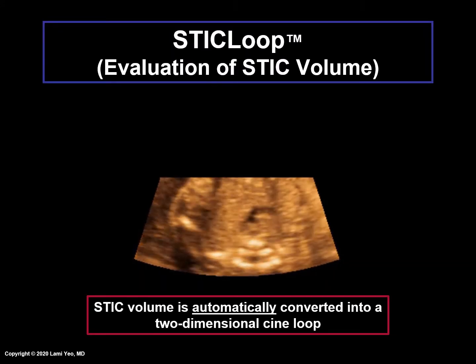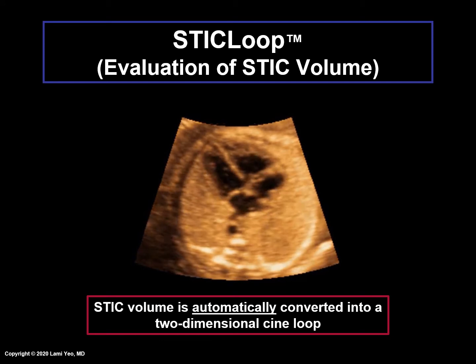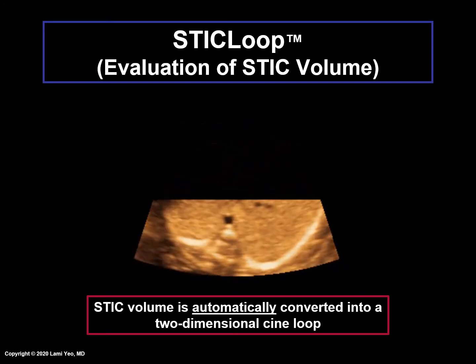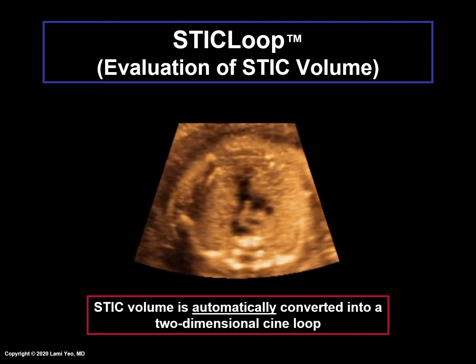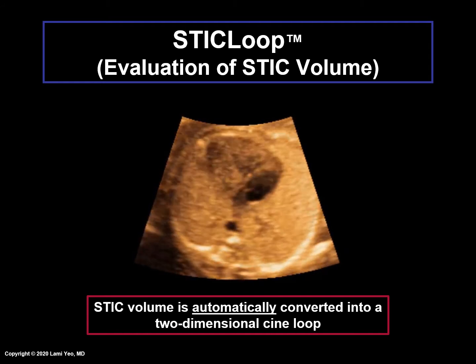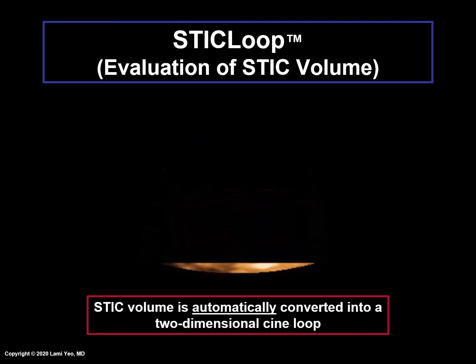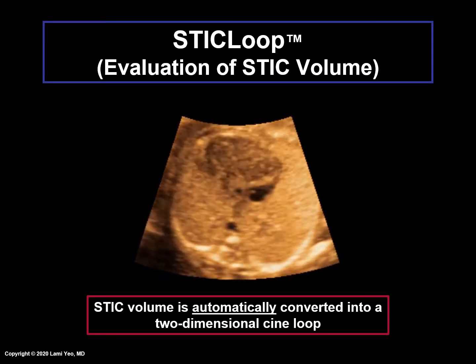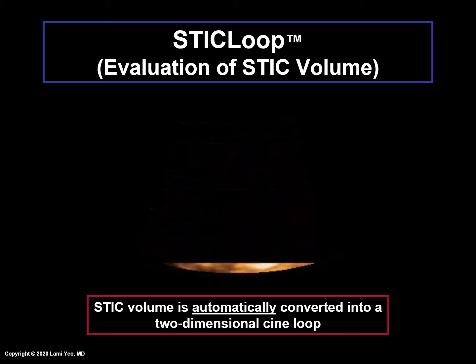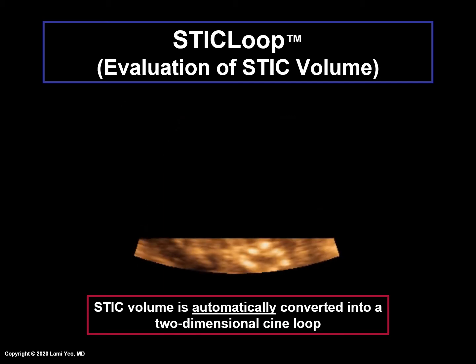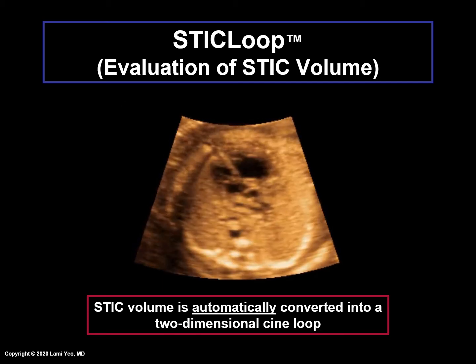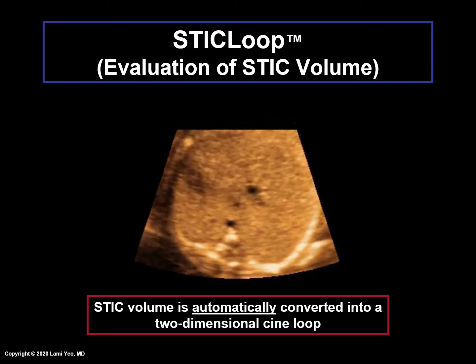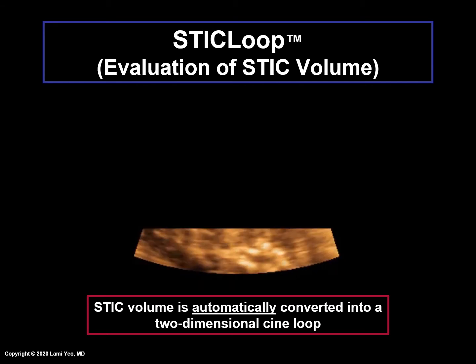Once a stick volume has been acquired, the system will automatically convert the volume into a 2-dimensional STICLoop that scrolls in a continuous fashion. This is why it is called STICLoop. With STICLoop, the image on the screen begins with the initial frame that was obtained by the transducer, and automatic scrolling through all the frames occurs until the last frame acquired in the sweep is reached.